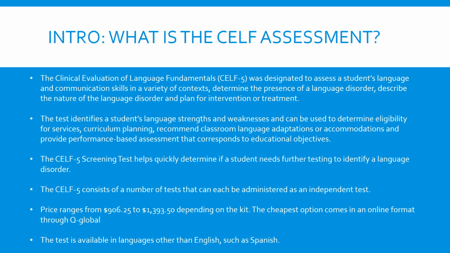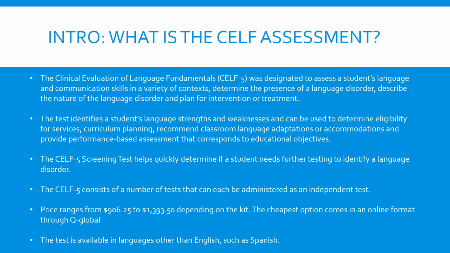There are 16 of them, and the price ranges from $906.25 to $1,393.50 depending on the kit that you get. The cheapest option comes in an online format through something called Q Global. The test is also available in languages other than English, such as Spanish.